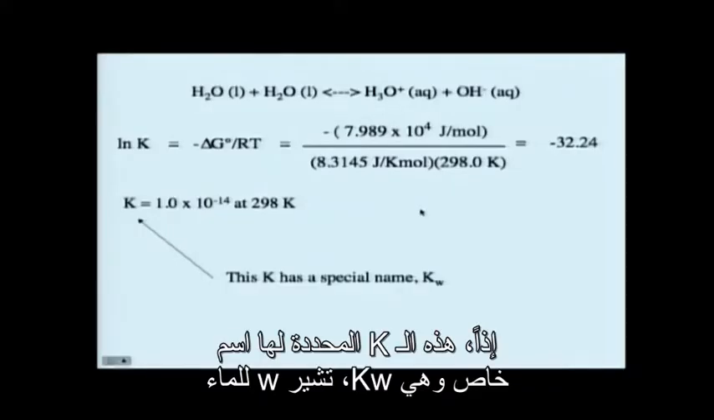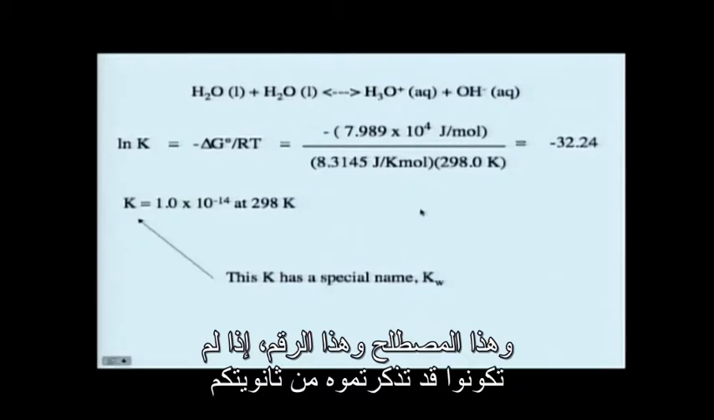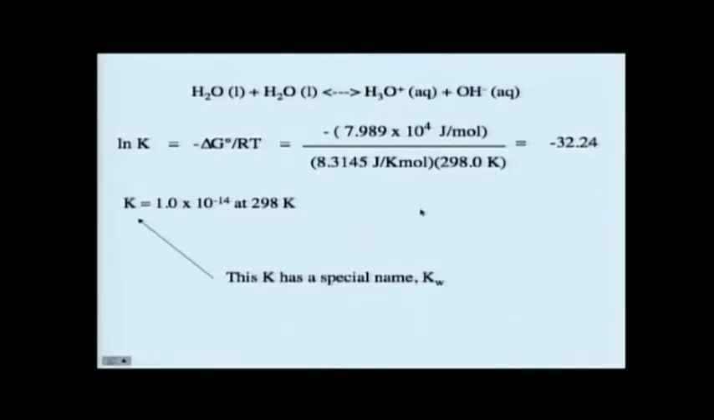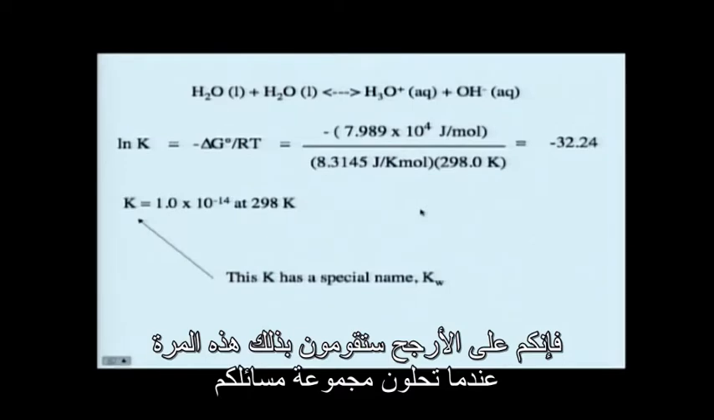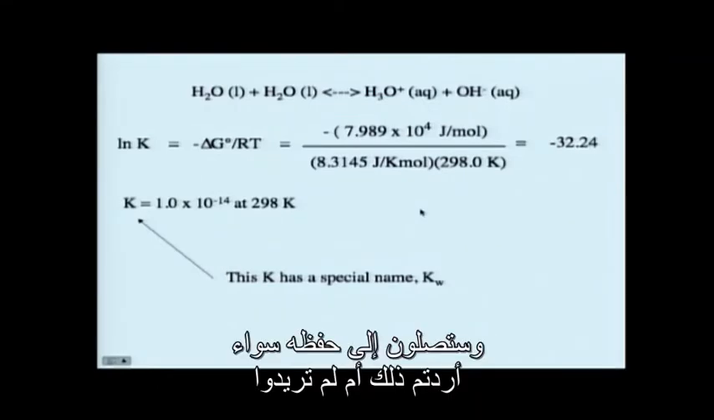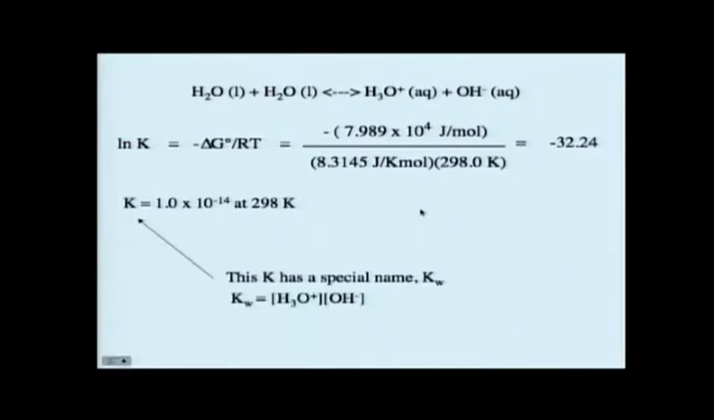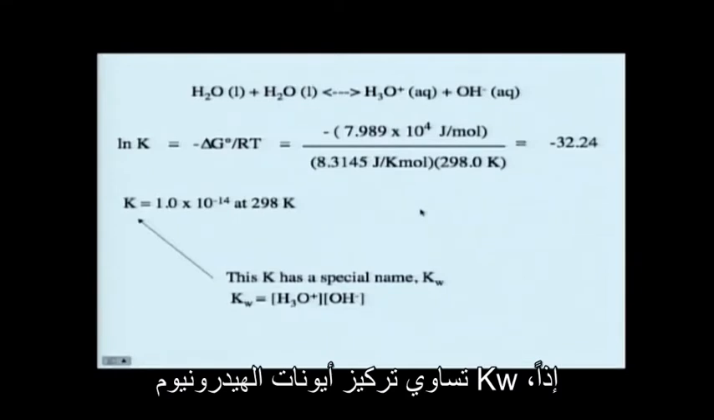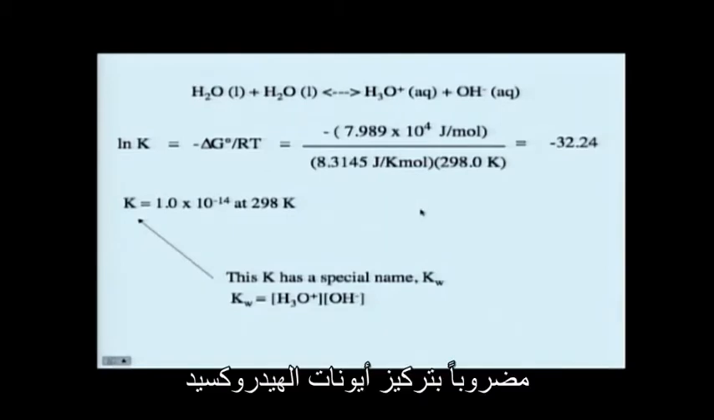So this particular K has a special name, and it's Kw, W for water. And this term and this number, if you haven't memorized it in high school, you probably will by the time you're done with problem sets. This is a very valuable number. You'll be using it a lot in calculating acid-base problems, and you will end up memorizing it whether you want to or not. So then Kw equals your hydronium ion concentration times your hydroxide ion concentration.